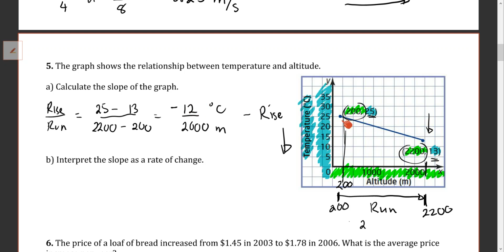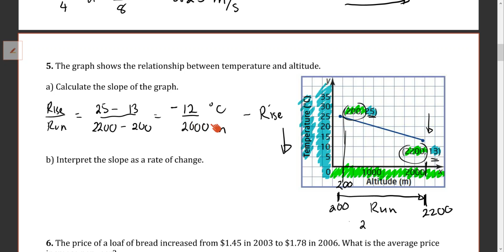How many meters did it take to drop 12 degrees? Well, we were at 200. We then went to 2,200. Sorry, this is going up, not diving, isn't it? So it's up in the air as you go up in your plane. How far up did we go? Well, we went from 200 up to 2,200. So how far did we actually go up? 2,000, yeah?